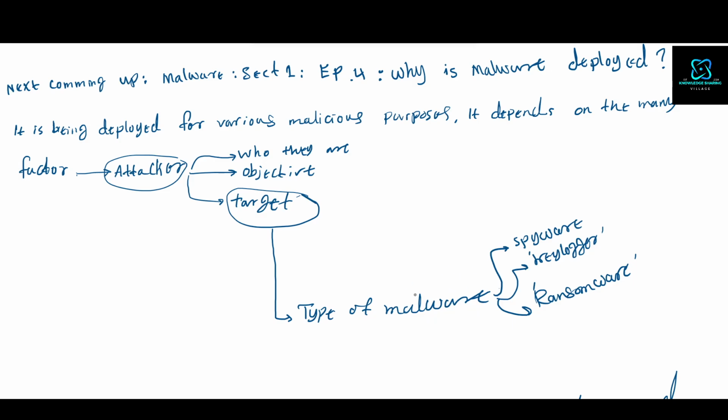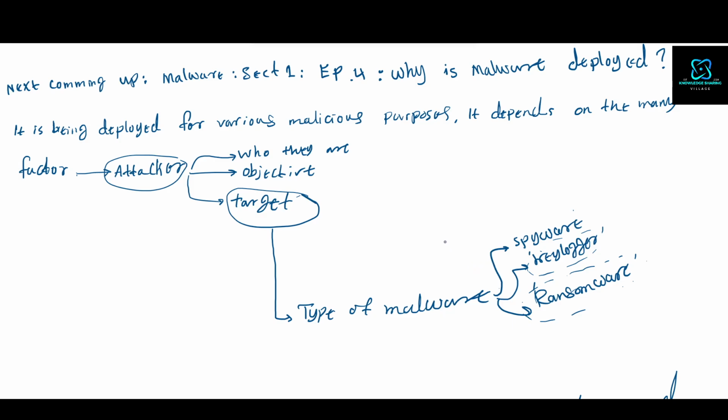Here we have malware types. They can use spyware. Its sole objective is to collect information on the target. They can choose a keylogger. It is another kind of malware. I am not sure if I have written it correctly. Then the other one is ransomware. We will come to them in the second section though.